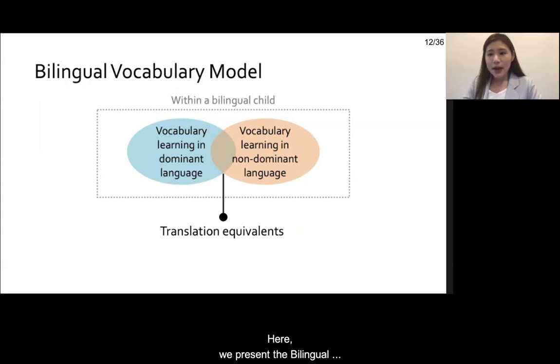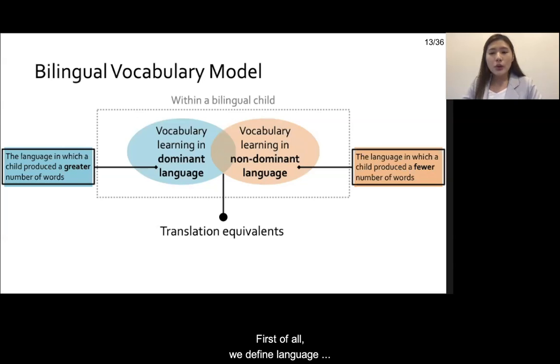Here we present the bilingual vocabulary model. This is a novel approach that models translation equivalent knowledge as a function of bilinguals' own vocabulary size in each language, given a child's developmental level. First of all, we define language dominance based on vocabulary size. Dominant language would be the language in which a child produces a greater number of words, whereas non-dominant language would be the one in which a child produces a fewer number of words.